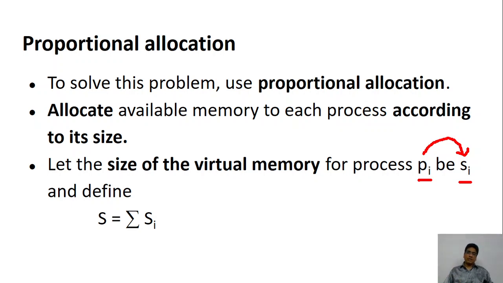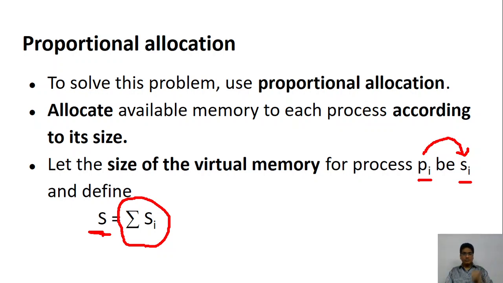The process may say, okay, I need 20 frames. Then you call the second process, okay, second process, come here. What is your requirement? It may say, I need 25 frames. Okay, you call the third one. Come here. What is your requirement? So for every process Pi, you get the requirement, what is the size, and you sum them up. So this must be the total size that is required, the total size for all the processes.